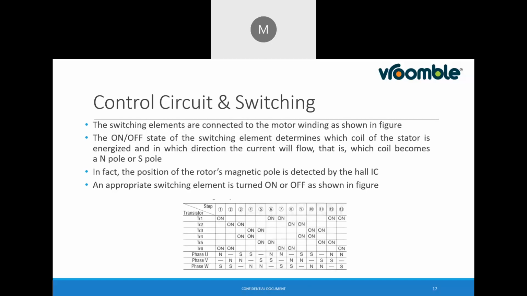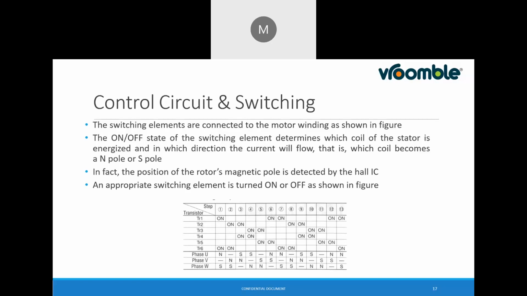Now, to do that, we also need to determine the position of the rotor, and that has to be detected by the magnetic poles, right? So the Hall IC will be doing that work, and the switching will be done by switching on and off, giving a pulse to the FETs, or you can say IGBTs.